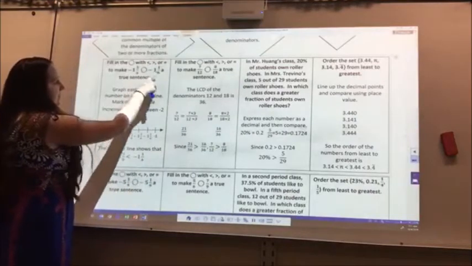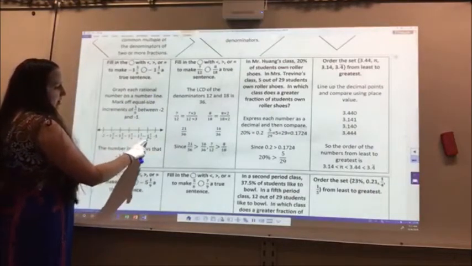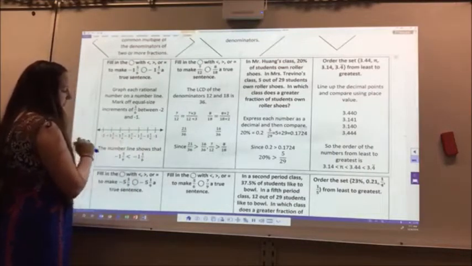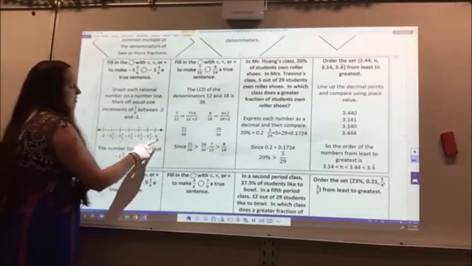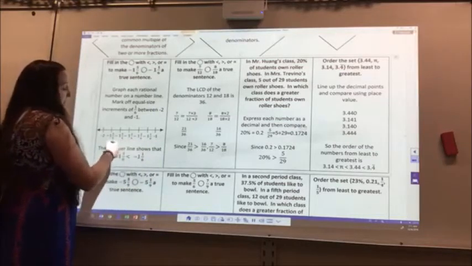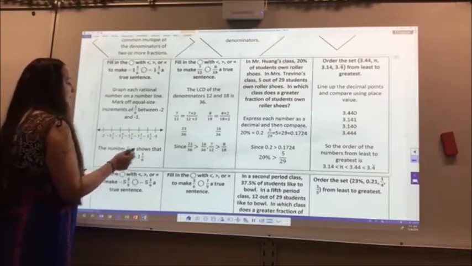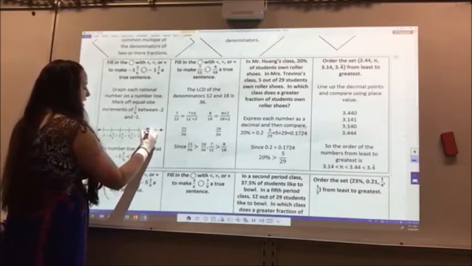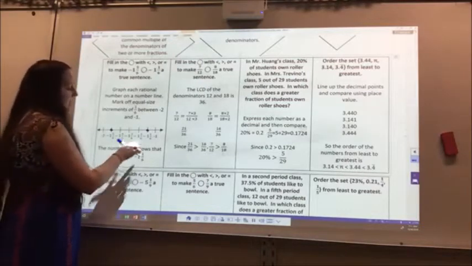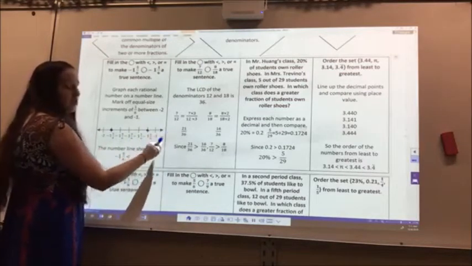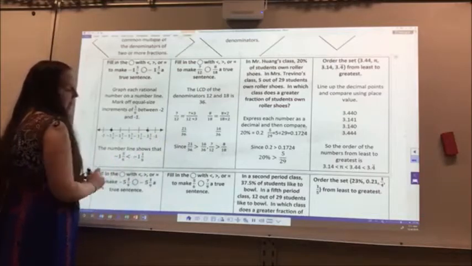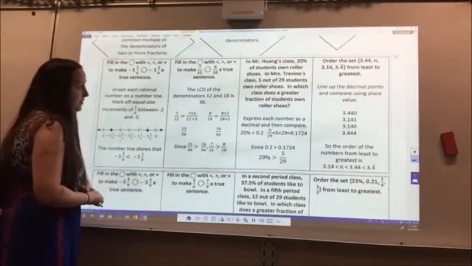Okay, so here's negative 2, and here's negative 1. So I have negative 1 and 1/6, negative 1 and 2/6, negative 1 and 3/6, negative 1 and 4/6, negative 1 and 5/6. Remember, as they go towards the left, they get bigger negative numbers. So here's negative 1 and 1/6, and here's negative 1 and 5/6. We can see that negative 1 and 1/6 is bigger. It's closer to 0. So negative 1 and 5/6 is less than negative 1 and 1/6.